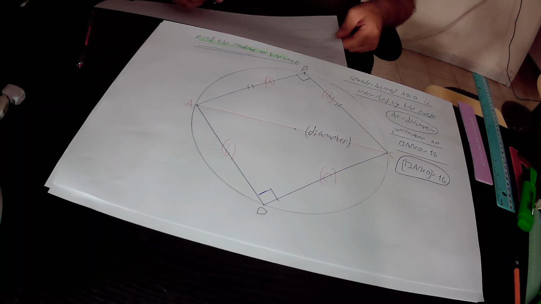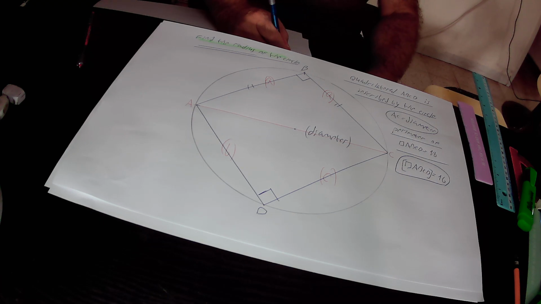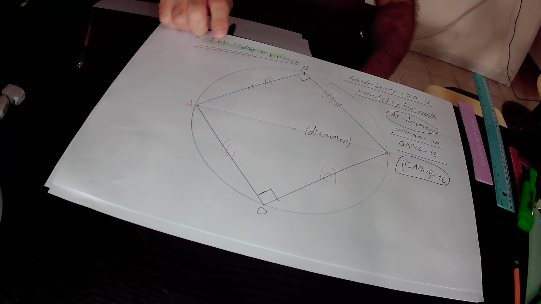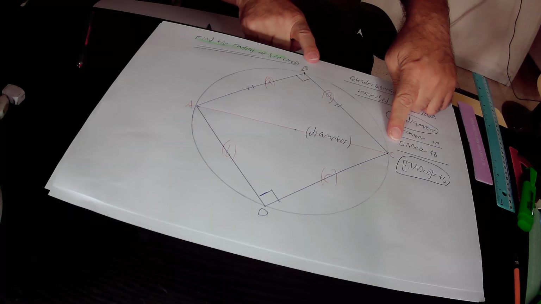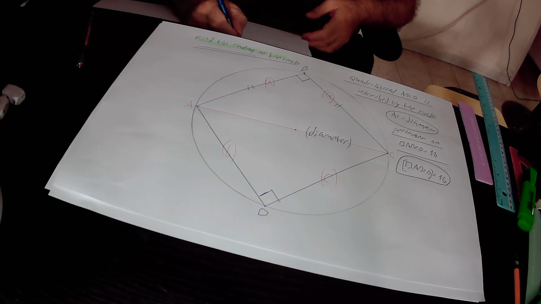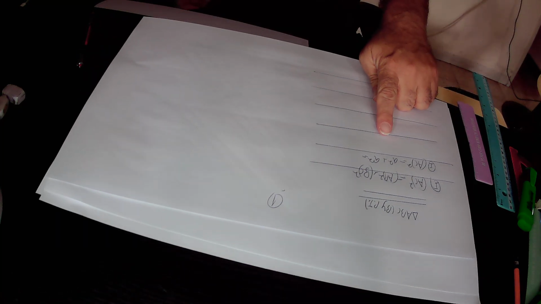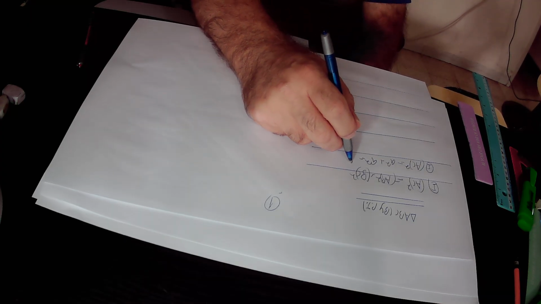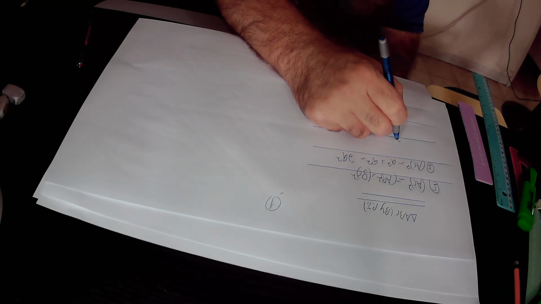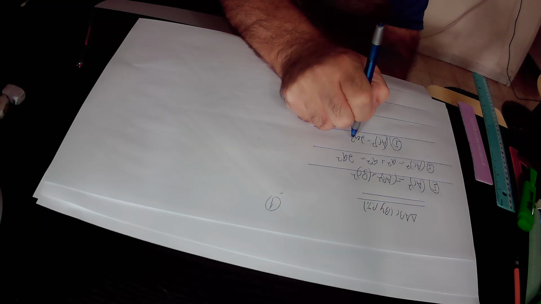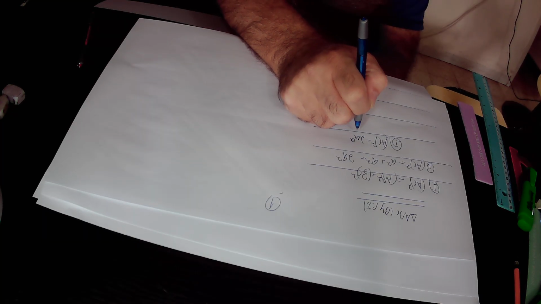AC is the missing side, so we leave it as AC squared, equals AB squared. AB is A, therefore AB squared is A squared, plus BC squared. BC is also A, so BC squared is A squared. So in total, we found out that AC squared equals A squared plus A squared, that is 2A squared. So AC squared equals 2A squared. This is equation 1.